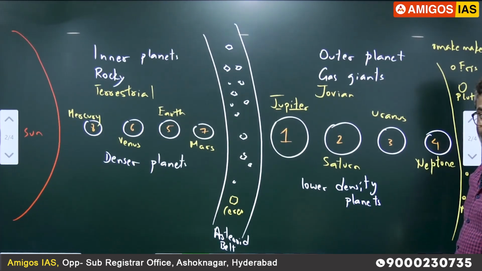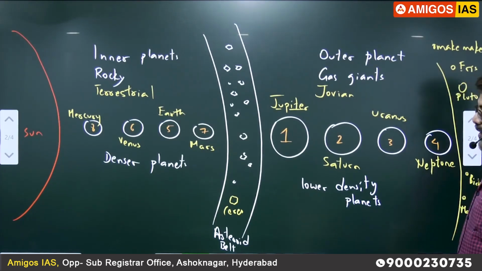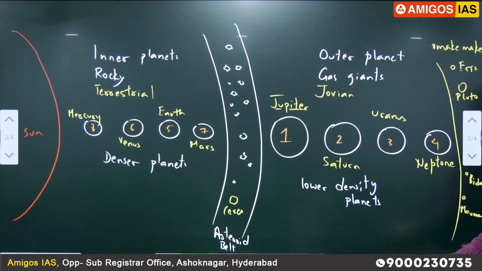Next word is asteroid. Planet is done, dwarf planet is done. Now I am coming to Ceres and asteroids. The next heading is asteroid. Take your time. First please mark all this. Let me know if I can continue.